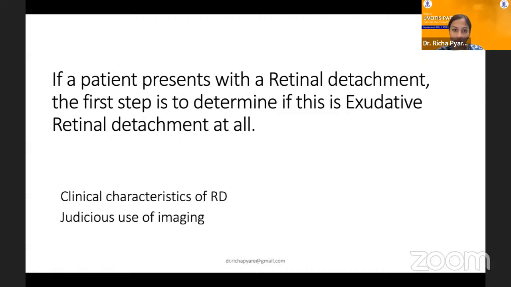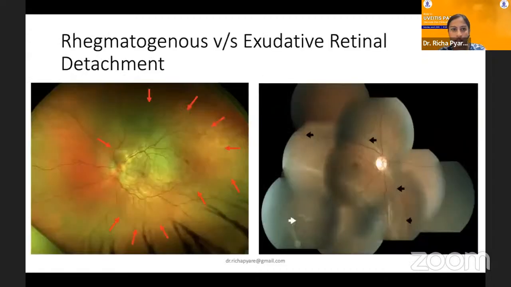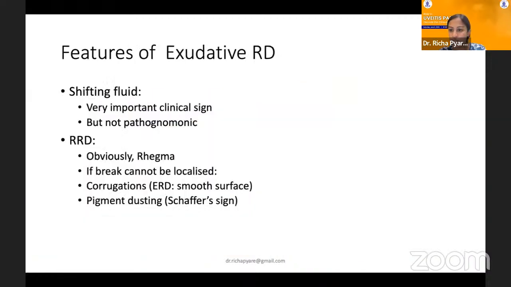Differentiating from a rhegmatogenous retinal detachment can be tricky sometimes. So what are the clinical signs that we need to look out for to differentiate between the two? First and foremost, the most important clinical sign in exudative RD is, of course, shifting fluid. It is, however, not pathognomonic for exudative RD. RRD can also demonstrate shifting fluid in cases of bullous RD secondary to small holes, macular holes, in the absence of PVR, of course. So what are the signs that can more reliably differentiate rhegmatogenous retinal detachment from exudative?